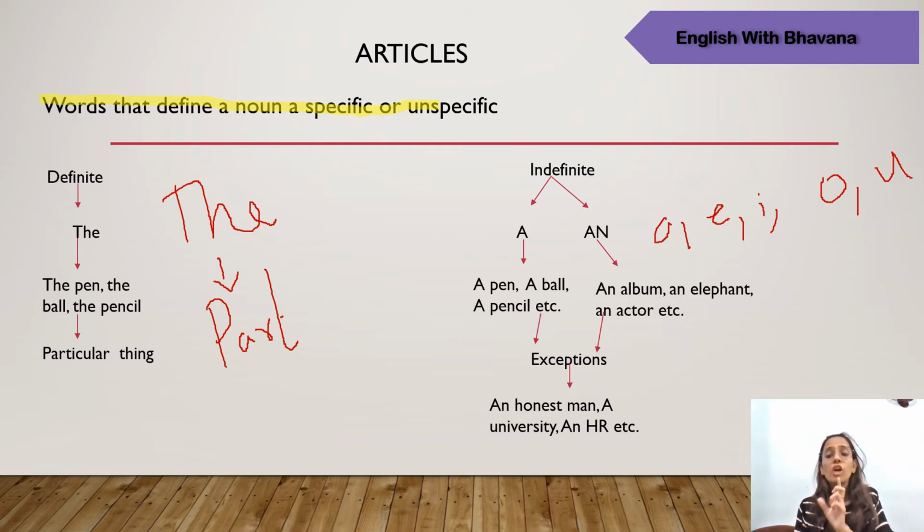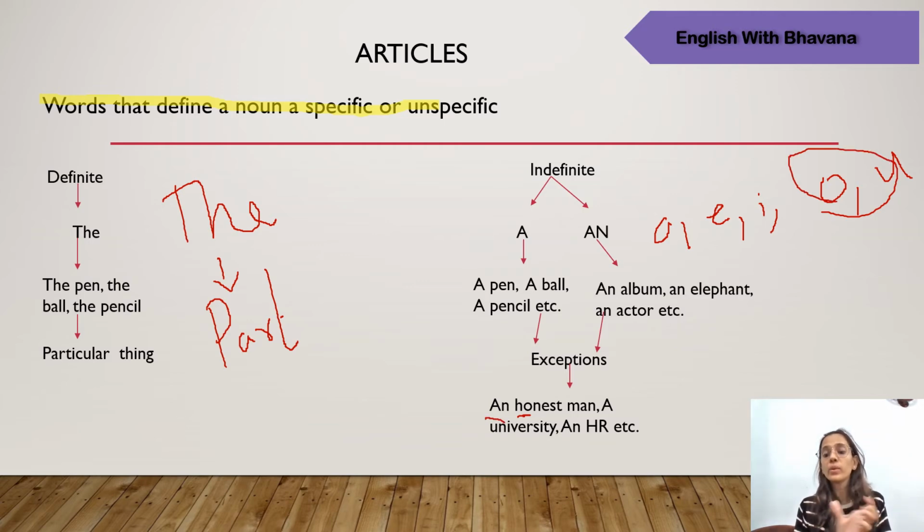Remember that, it is not that the starting letter should be a vowel. It is the vowel sound. Okay, vowel sound it should be. So the starting letter doesn't matter. There should be a sound of vowel. So now there is an exception. Honest. If you see, the first letter is H, but still I am putting an. Why? Because we never say 'honest' with an H sound. We say 'onest'. So the O sound is there, and O is a vowel. So that's the reason I'm using an over here.